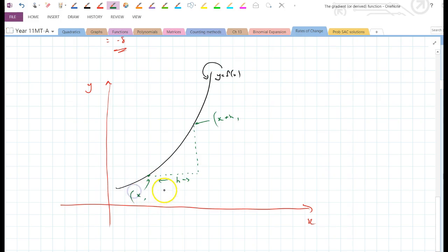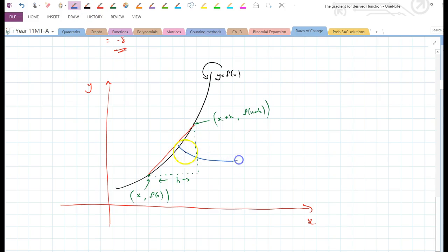What's the y coordinate though? Well, it's whatever the function value is at x. And what's the function value at x plus h? Well, it's f of x plus h. And what I'm doing is joining them up, and I'm finding out what the gradient is.